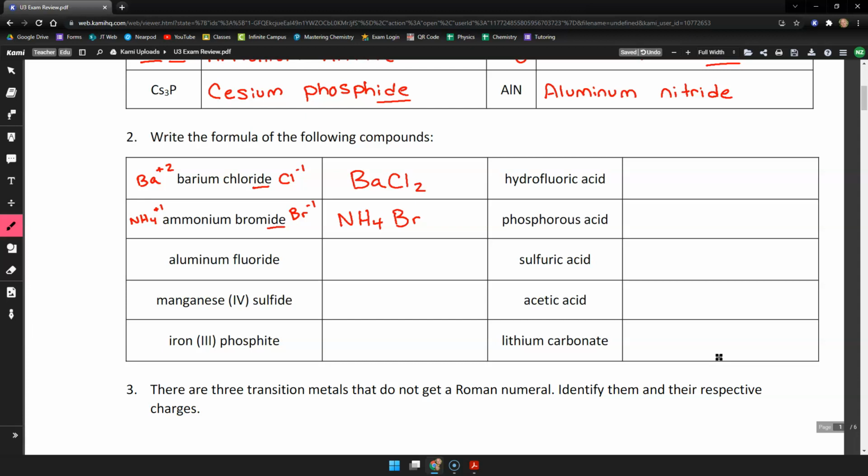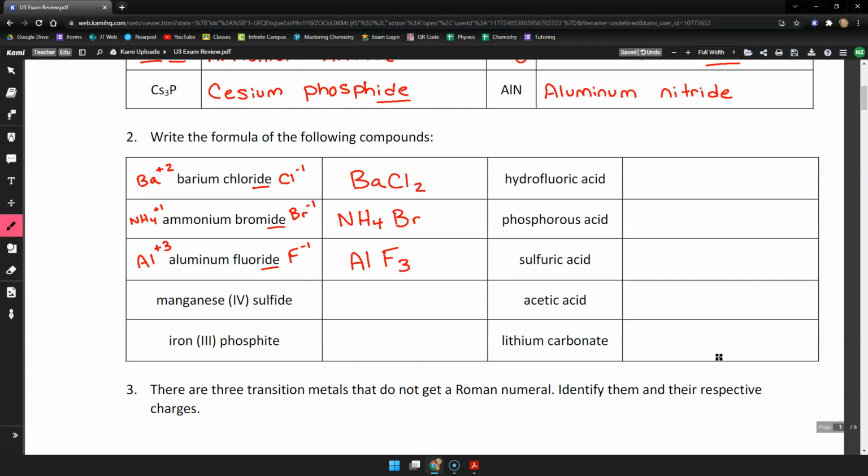All right, aluminum, Al, has a charge of +3. Fluoride, IDE, is just fluorine. Fluorine has a -1 charge. So since aluminum's +3, fluorine's -1, I need 3 fluorines to make this work. So it's going to be Al, F, and then we need 3 of those. So we'll add a 3 onto the end.